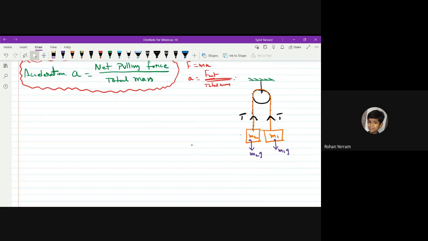Sir, what is the Atwood's system you wrote at the top right? The name given to this is Atwood's machine. Okay. One second.